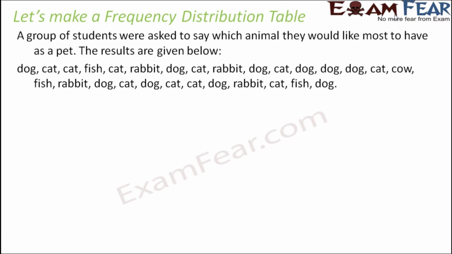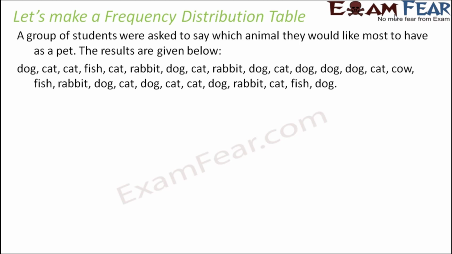So let us make a frequency distribution table. We will make use of tally marks here. A group of students were asked to say which animal they would like most to have as a pet. The results are given below. There were a fixed number of students in a class, and they were asked this question. The first student said dog, second one said cat, third cat, fish, cat, rabbit, dog, cat, rabbit, dog, and so on.